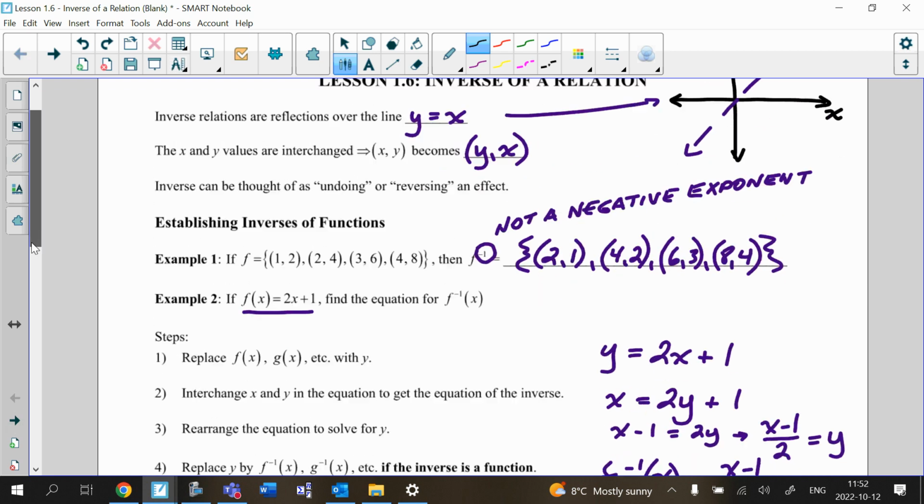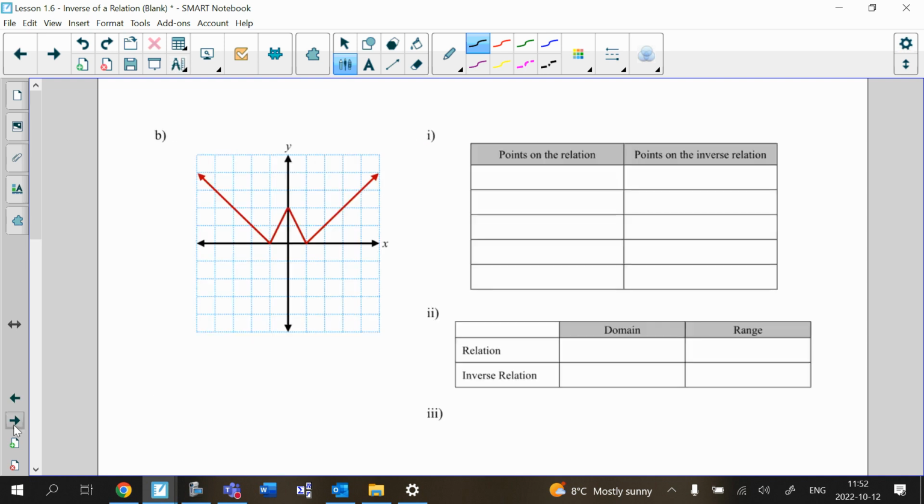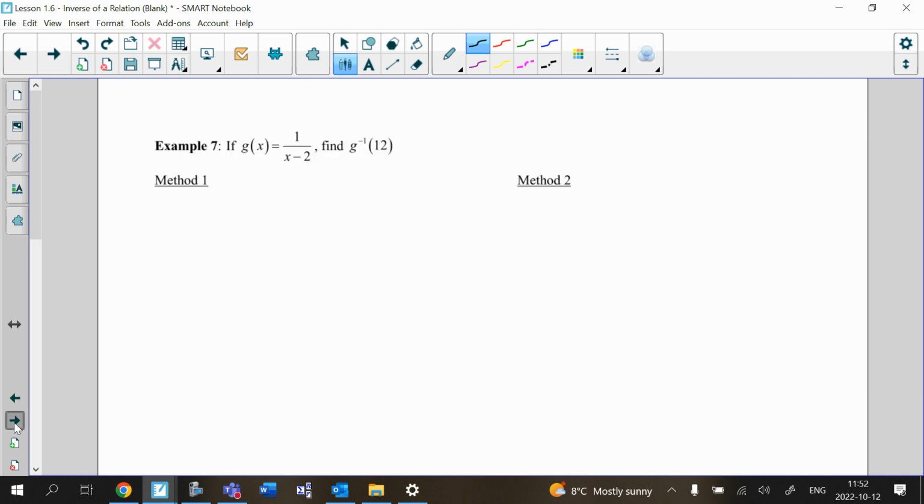Like, let's say, actually, this is a good question. You don't have to write this down. Let's say I gave you this graph, which is an absolute value graph, V-shaped. What do you think? Is that a function? Yes. What do you think about its inverse?